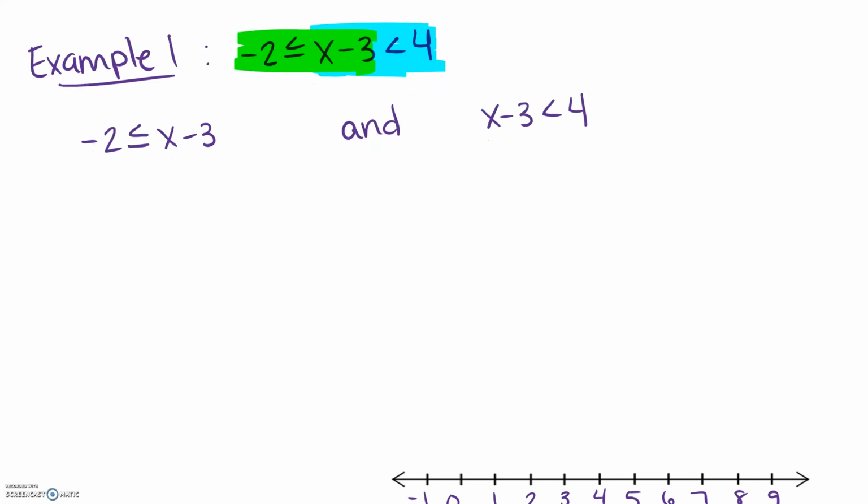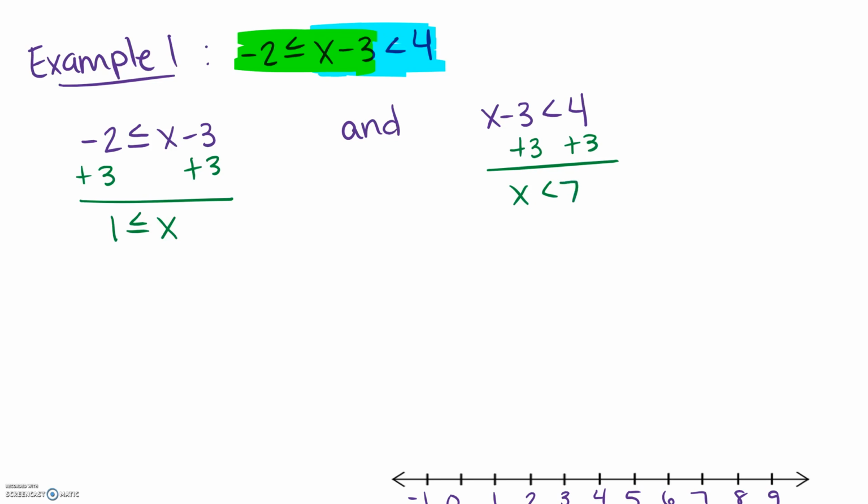Okay, so we're going to solve the first one by adding 3 to both sides. Let's not use a highlighter here. Add 3, and that will give us 1 is less than or equal to x. Over here, we're going to do the same thing, add 3 to both sides, and x is less than 7.